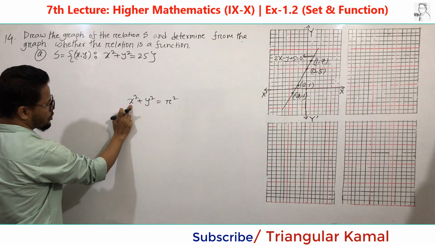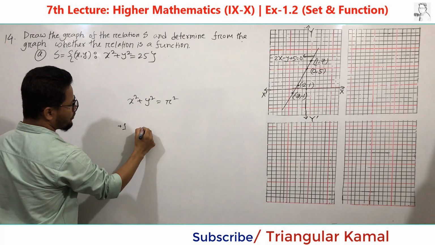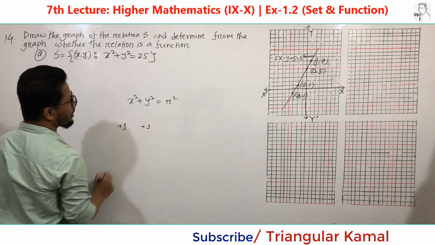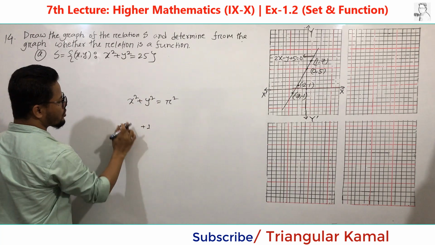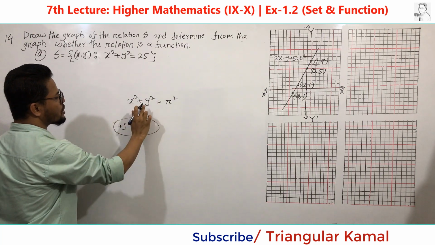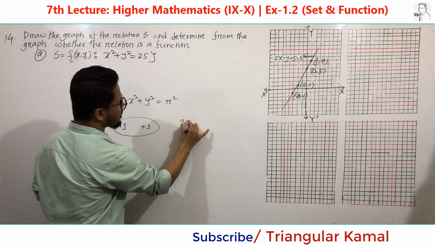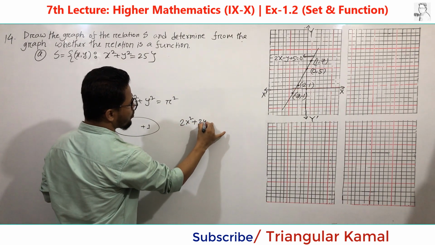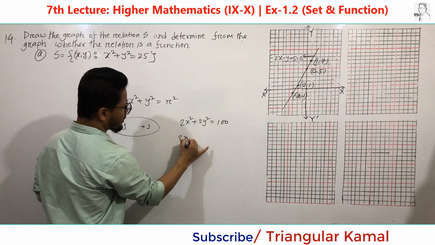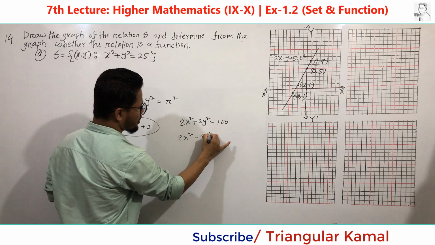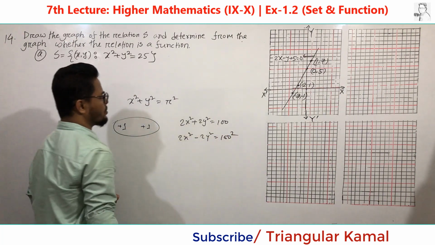When you see here the coefficient of x square is 1, and here the coefficient of y square is also 1. If both coefficients of x square and y square are the same, this will be the equation of a circle. Like if we see here 2x square plus 2y square equal 100, or 2x square minus 2y square equal 100, whatever.